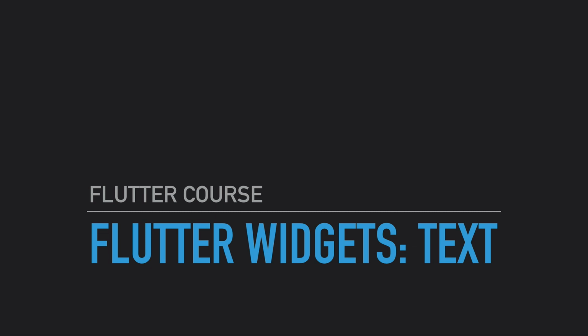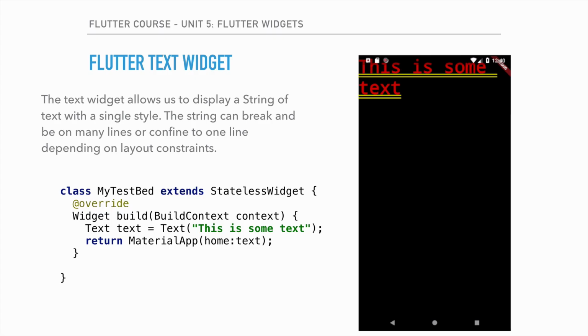So today we're going to be going over the text widget, very basic widget. We've already seen how to do it, but there are a few things about the text widget that you may not have known, and we're going to be going over that today. So yeah, let's go. What are we doing here? Let's start with the introductions. Okay. So Flutter text widget.